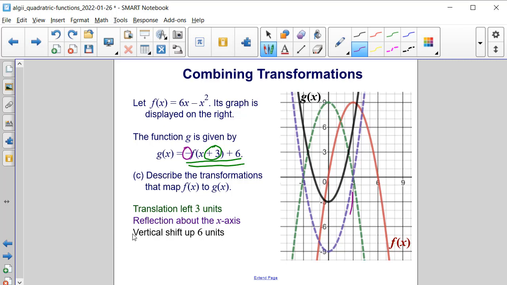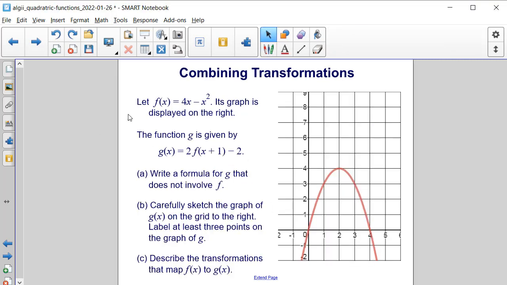And then last, we vertically shift it up 6 units because that is the last operation that happens to the original function. And when we shift it up 6 units, we get from (0, -9) to (0, -3) as the vertex.